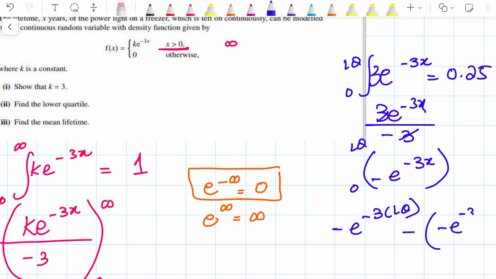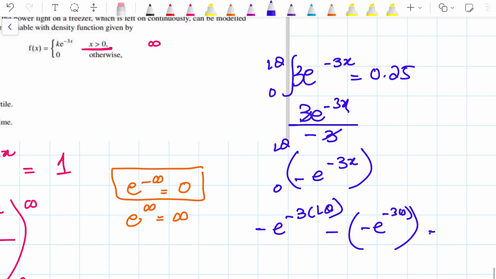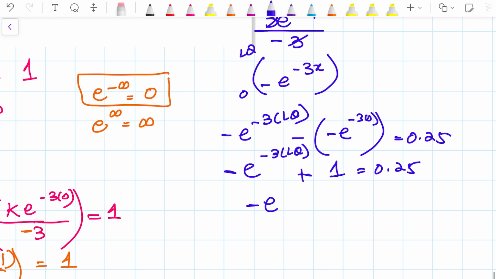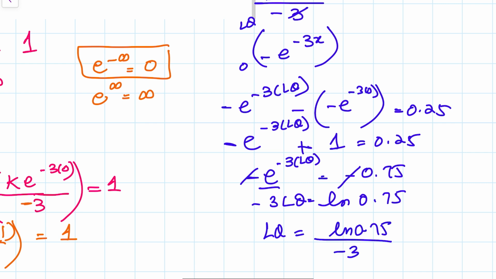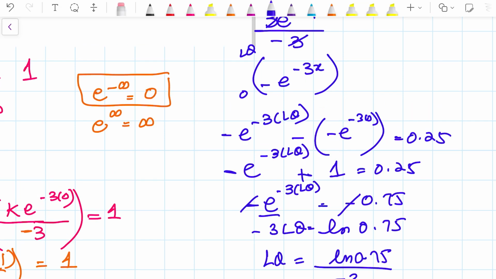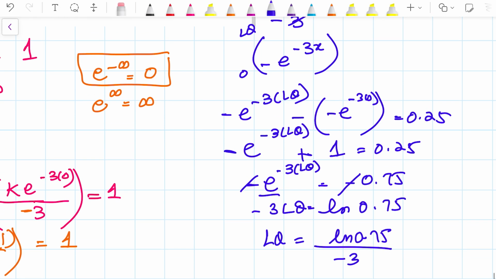Minus cancels out. e moves to the other side, becomes ln. So the lower quartile will become ln 0.75 divided by minus 3. Let's evaluate it. It becomes 0.095.